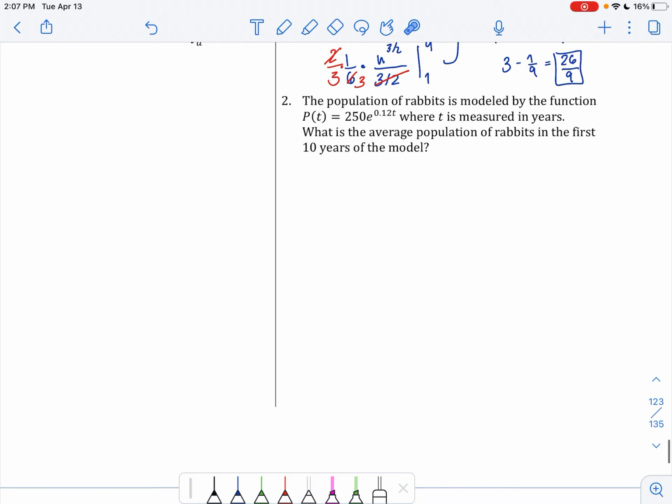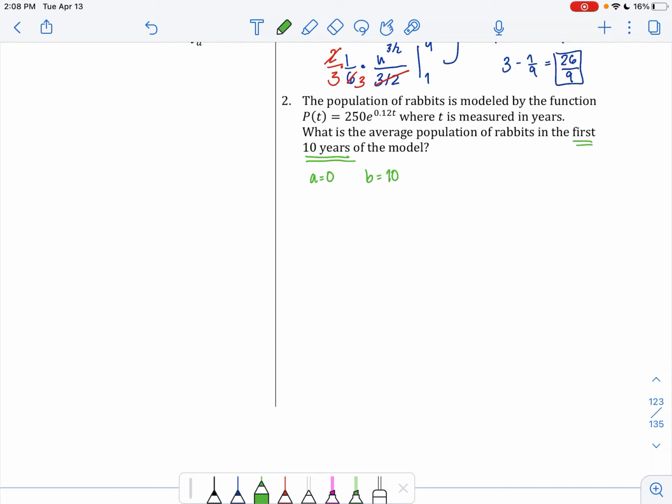Now you can also use it for word problems. The population of rabbits is modeled by the function P of t is equal to 250 e to the 0.12 t, where t is measured in years. What is the average population of the rabbits in the first 10 years? So first 10 years, so a is equal to 0, and 10 would be our upper bound.